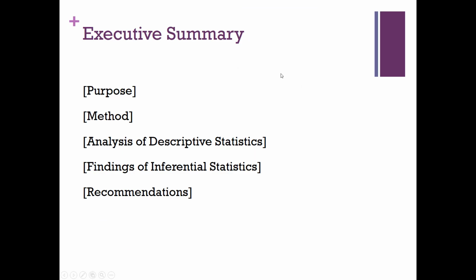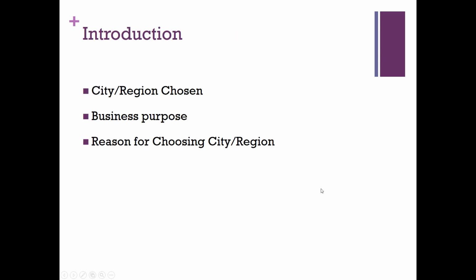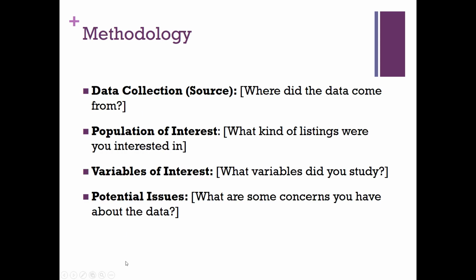Here's the slide for the executive summary. So again, I remind you that it's a 5-sentence paragraph that explains the purpose, method, a little bit of your descriptive and inferential statistics, and your recommendations. Here's a slide for your introduction. Again, mention which city, your business idea, and reasons for choosing the city. So again, you're mentioning any secondary sources that support your project. Here's the methodology slide. We want to explain where the data came from.